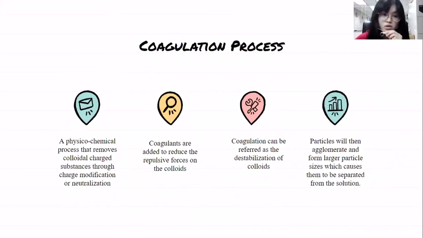The primary objective of the coagulation process is to change the surface properties of the particles by altering the charges. The particles will then agglomerate and form large particle sizes, which causes them to be separated from the solution. Next slide, please.